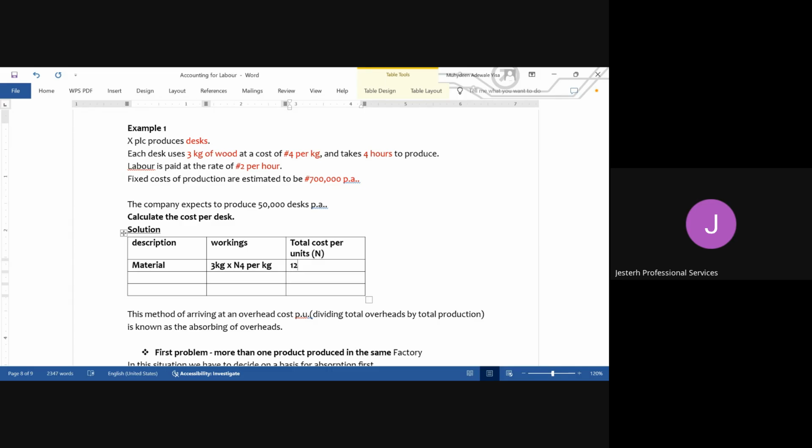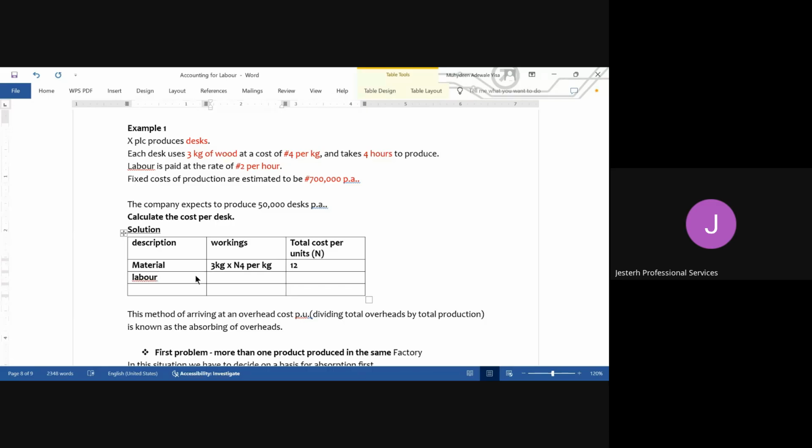Now, it means for us to produce this unit of desks, we are going to spend 12 naira in buying the materials. So the 3 kg of wood that we need to carry out these desks will cost 12 naira. Now we move forward to labor. We'll come here, we say labor.